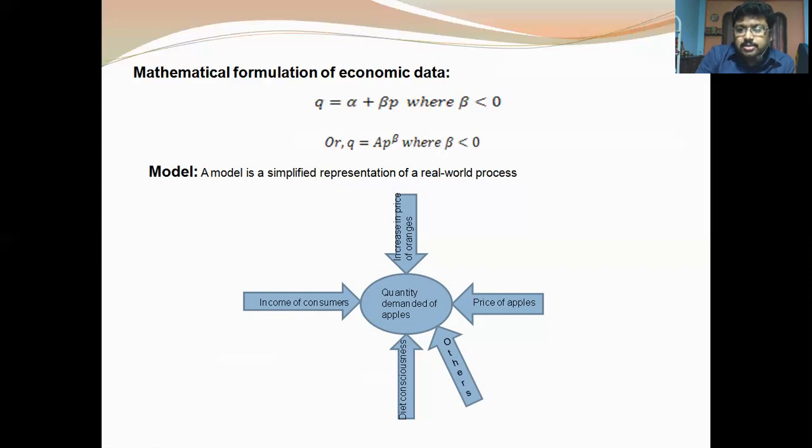There are many other factors we can consider to shed some light on the quantity demanded of apples. Okay, a model, I have mentioned that a model is a simplified representation of a real world process. This is a real world process, but it is not simplified. There are a number of factors. I have mentioned here four, but there are many other factors on which the quantity demanded of apples depends.